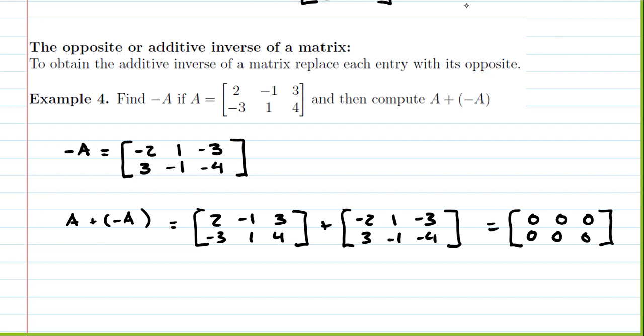Because to construct the matrix negative A, every element became its additive inverse. And A plus negative A, or x plus negative x, for every x is going to be 0. That's our property of additive inverse from real numbers.